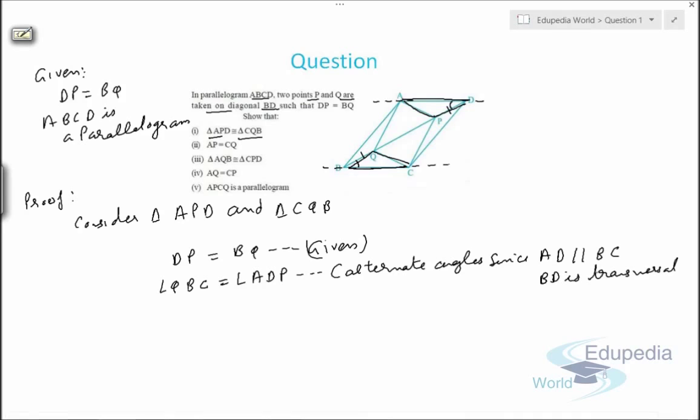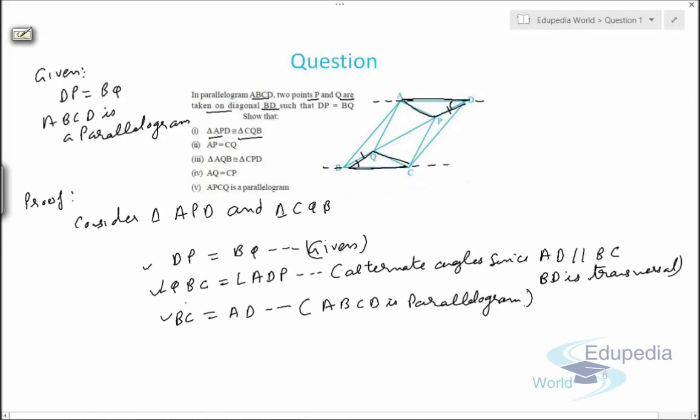Right? Now we have two conditions. Now the third condition, we can say that BC equals AD, since ABCD is a parallelogram and opposite sides are equal in a parallelogram. So we have three conditions, 1, 2 and 3. So this side and included angle. So we can say that triangle APD is congruent to triangle CQB. So this is the first part.